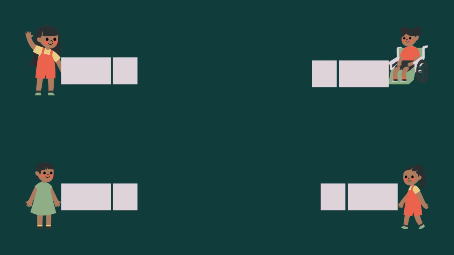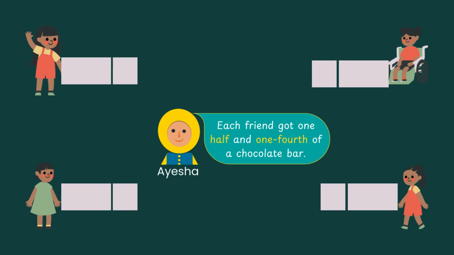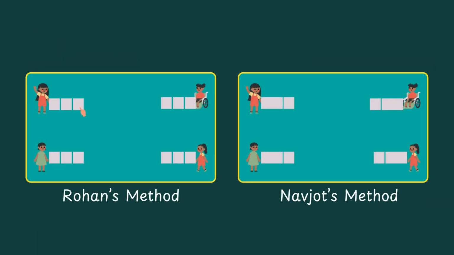Now, let's put those parts together. What did each friend get in total? Yes, Aisha. Each friend got 1 larger piece, that's half a chocolate bar. 1 smaller piece, that's 1/4 of a chocolate bar. Did both methods give everyone the same amount of chocolate? Can you explain your thinking to a friend?